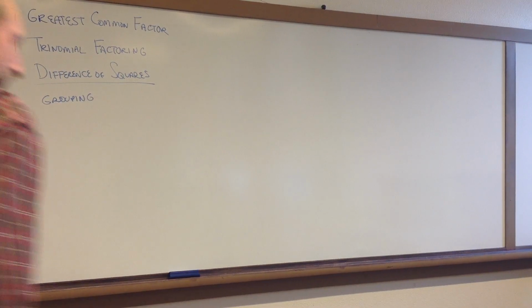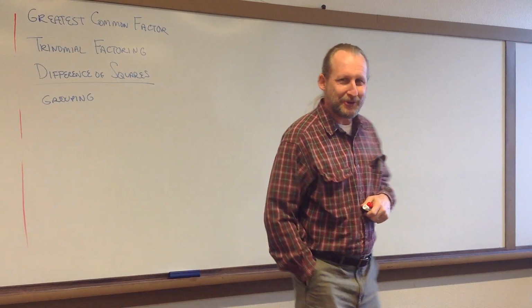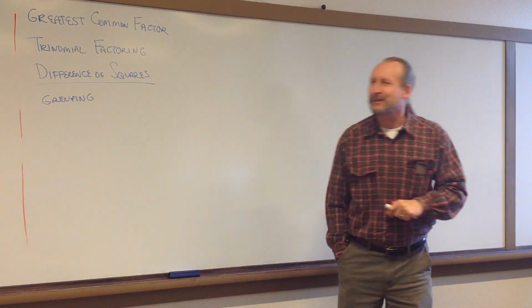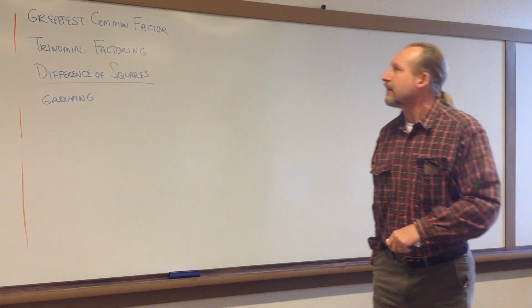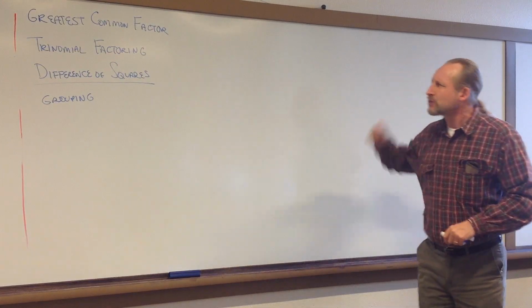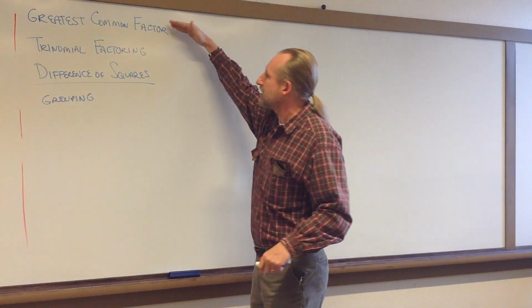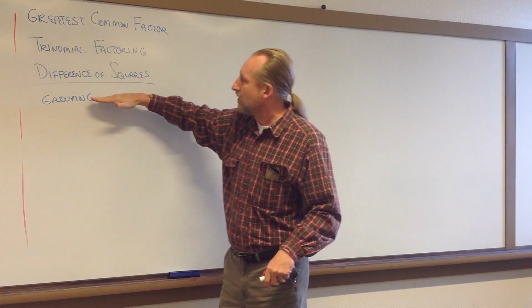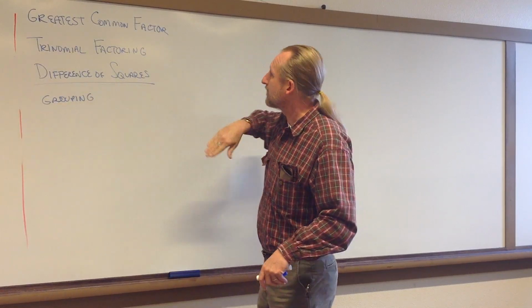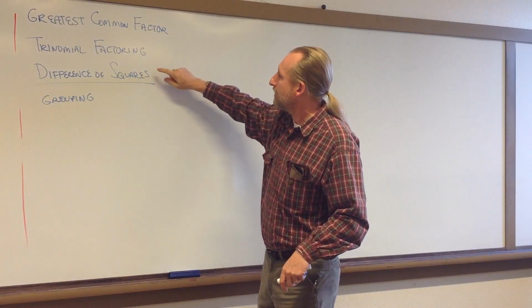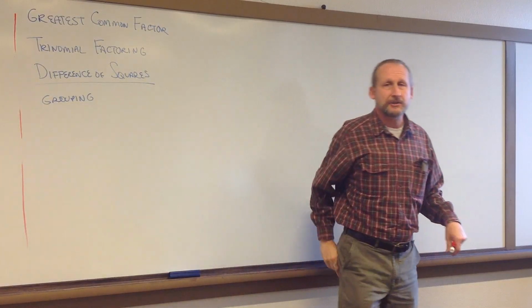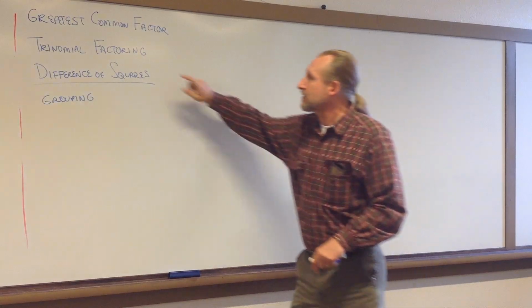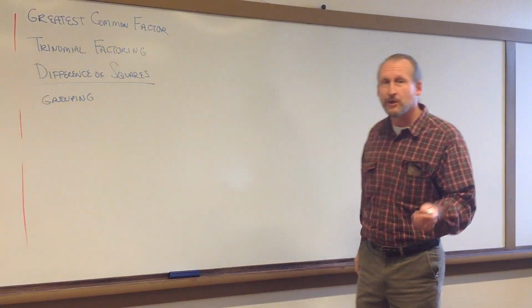This video is for a continuation of the assignments on factoring for Math 95. So far we've talked about factoring out a greatest common factor, trinomial factoring, and factoring by grouping, and the last kind of factoring I want to talk about is factoring a difference of squares, which is actually a special kind of trinomial factoring.